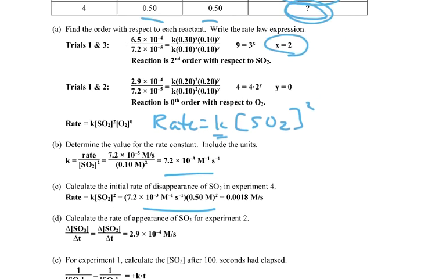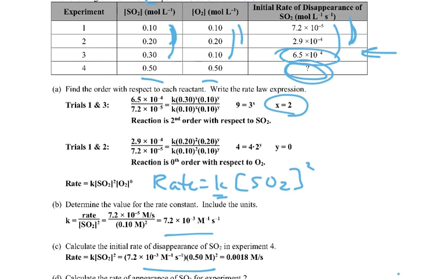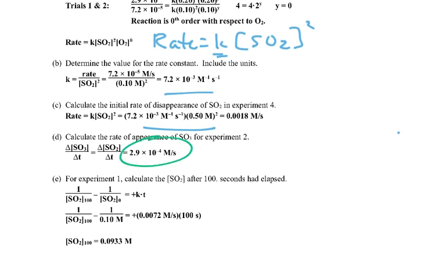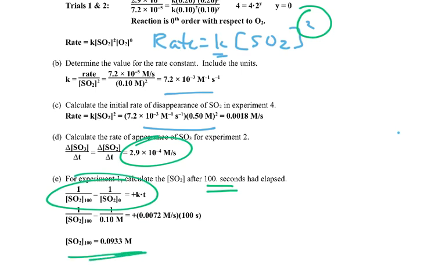2.9 times 10 to the minus 4. What am I doing wrong? Oh, I'm looking at the wrong experiment. So we should be looking at experiment number 2, 2.9 times 10 to the minus 4. And that's where we get that. Same rate both ways. And for experiment 1, calculate the SO2 after 100 seconds. Well, we just figured out that this is second order, so we have to use the second order rate equation. And now we're just going to plug and chug, and we get that answer.